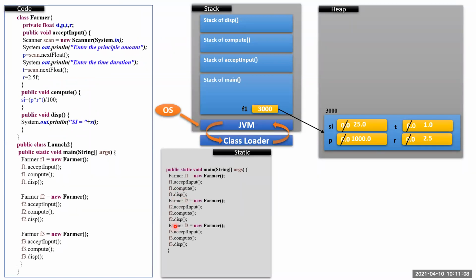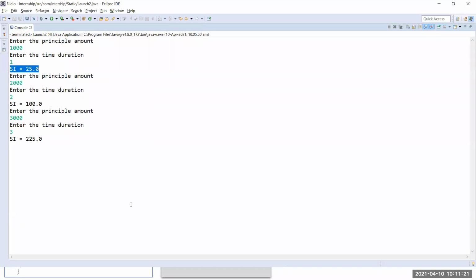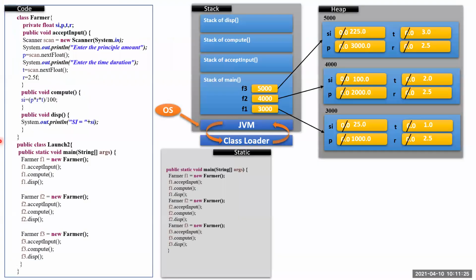Similarly, for the second and the third farmer, again the same thing will happen. So I hope you've understood it. So I'm going to fast forward it like this. Okay, for the second and the third farmer, same thing will happen, and we'll get the solution, this SI 100 and SI 25. Okay, so this is how this program actually executes at the background.